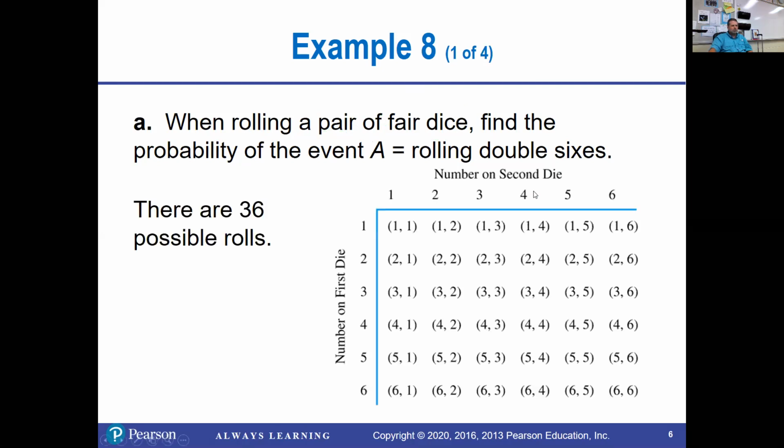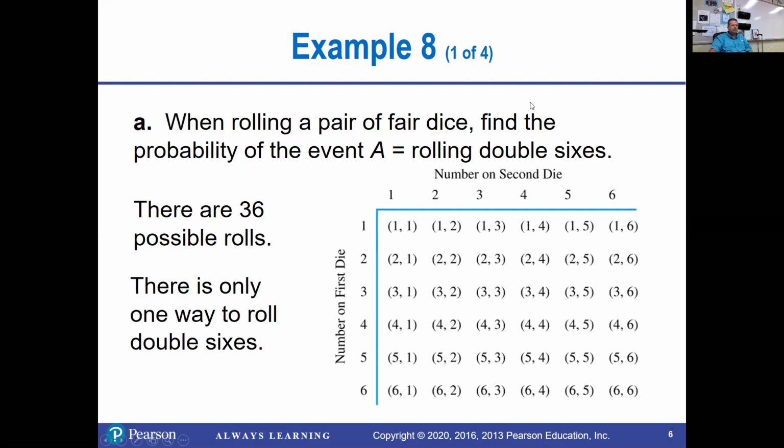So we can do a chart with that. And so we have the first die and the second die. So we can roll a 1 and a 1, a 1 and then a 2, a 1 and a 3, and so forth. And we have 36 different possibilities. This is also a chart that might help you on some homework. It is in your book. There is only one way to get double 6s. It's down here. So you're going to have a probability of 1 out of 36 to get the double 6s.